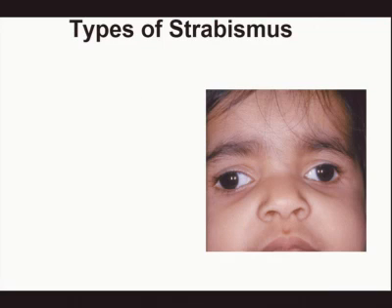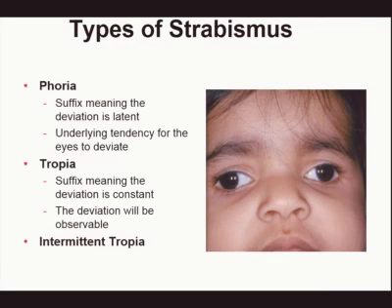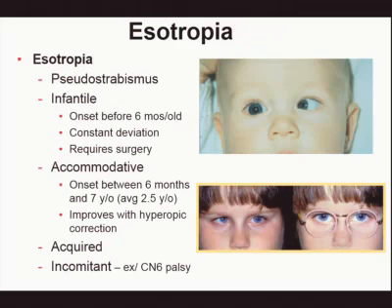Types of strabismus. There are typically 3 categories of strabismus: a phoria, tropia, or intermittent tropia. When you look at a patient with a phoria, their eyes are going to look straight to you. But if you cover up one eye, then you can see a little bit of a movement of the eye. Tropia is a manifest deviation. You're going to see it. It's obvious. So the eye is constantly turned. And then intermittent tropia means sometimes the eyes are straight, sometimes the eyes are misaligned.